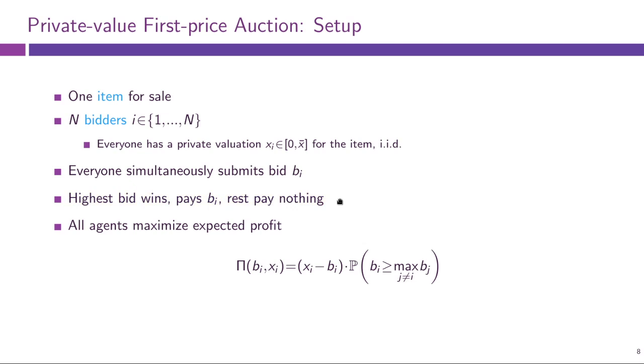And we're dealing with rational agents in the simplest possible way, so they just maximize expected profit and they are risk neutral, so their utility is linear in money, meaning that their expected profit is given by this function pi of their bid and their private valuation. The profit that they receive if they win the asset is x minus b. They get the asset that is worth x, they pay b to get it, and they win with this probability. They only win if their bid, b_i, is greater than all the other bids of all other agents in the market.